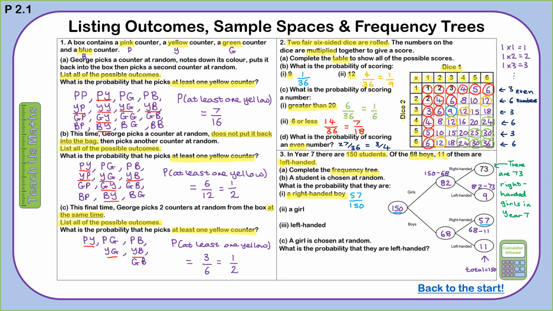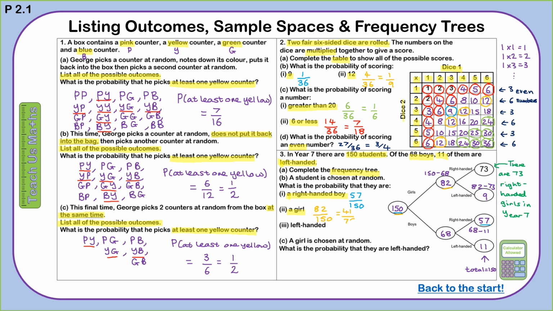The next part, what is the probability that when I choose a student at random, they are a girl? So I need to know how many girls there are in total, which is 82, out of how many students altogether, 150. So if I chose a student at random, the probability of picking a girl is 82 over 150, which simplifies to 41 out of 75.